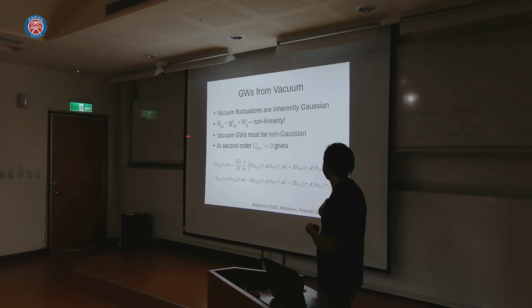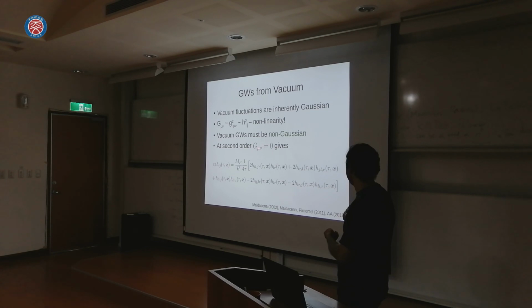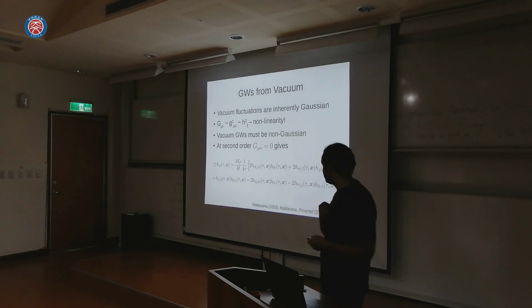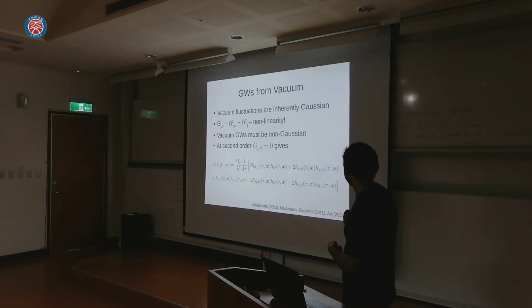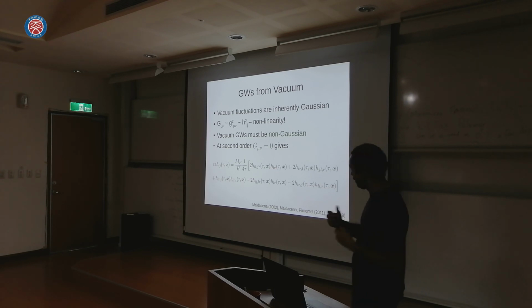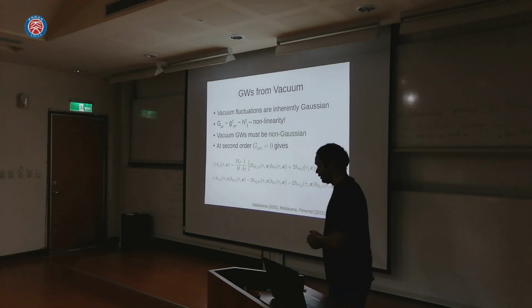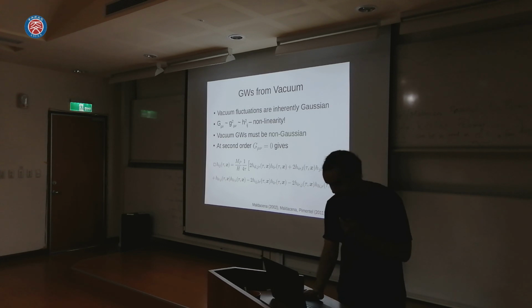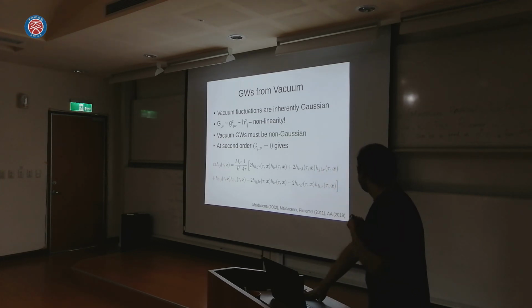In fact, if we do the same analysis but now expand this equation to second order in these fluctuations, we get this very complicated expression. The key point is that the right-hand side is no longer zero, and we have gravitational waves which are sourced by interactions among other gravitational waves. So how do we actually go about measuring this non-Gaussianity?